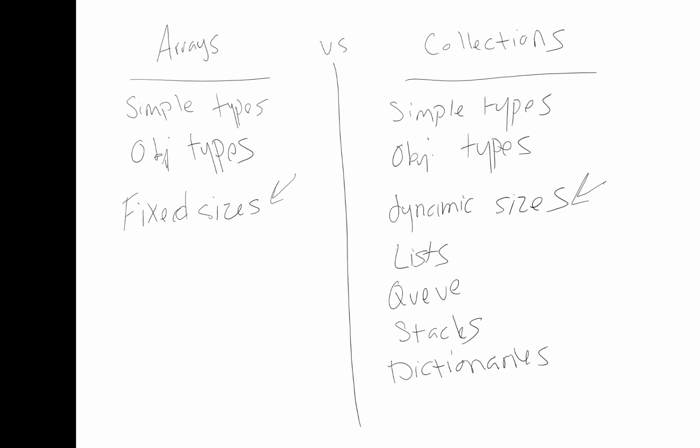Going back to our different sizing type, we do have to declare how many positions we want in the array when we are first declaring it. So we have to know the number of positions. Whereas with a collection, the number of positions can be unknown. We don't have to declare this at the time that we create a collection.